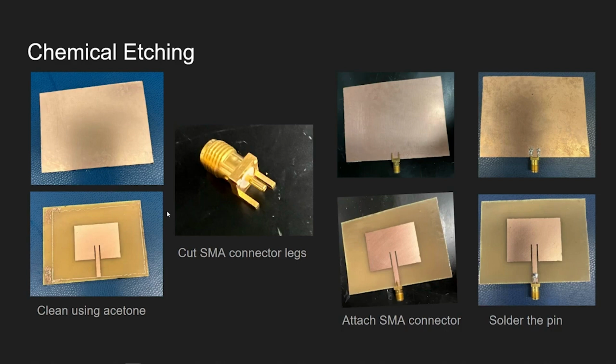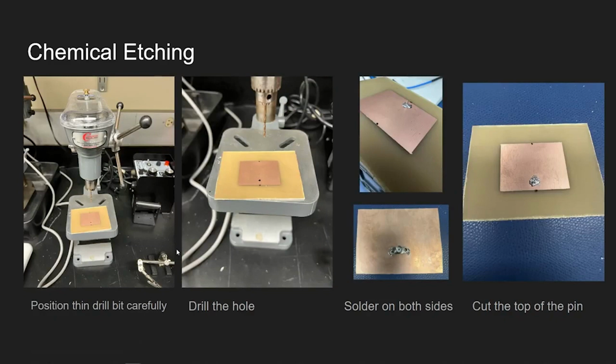For probe-fed antennas, a hole needs to be drilled into the antenna. Using a drill and a marked spot, a hole should be drilled. After that, the SMA connector should be connected and soldered on both sides. The top of the pin should be cut off.